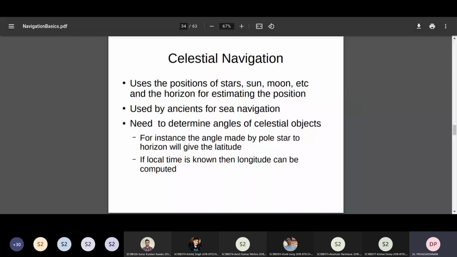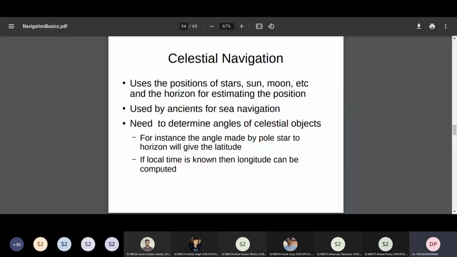Typically it is used by the ancients for sea navigation. One of the important things needed here is to estimate the angles of these objects in the sky. There are instruments to do that. For instance, if you know the angle made by the pole star with respect to the horizon, you can get the latitude. And if you know the local time, then you can estimate what longitude you are in. Sorry, the other one was latitude. For local time, it is the longitude.